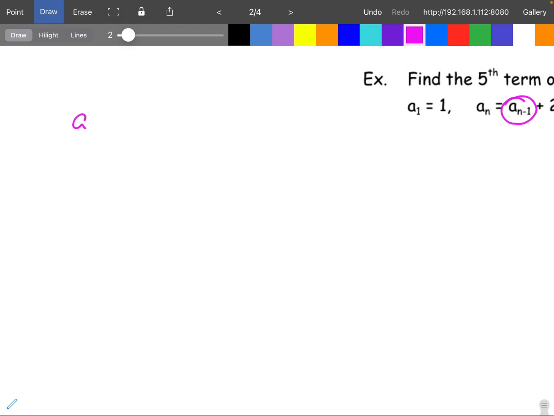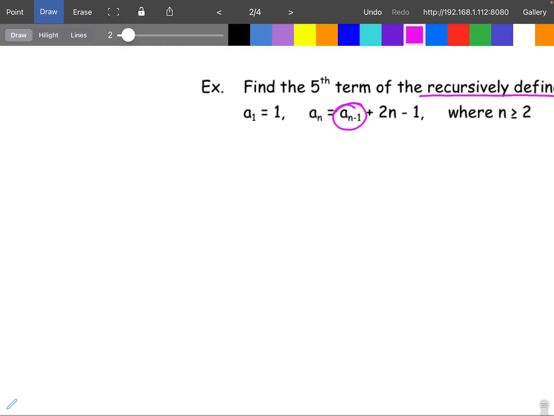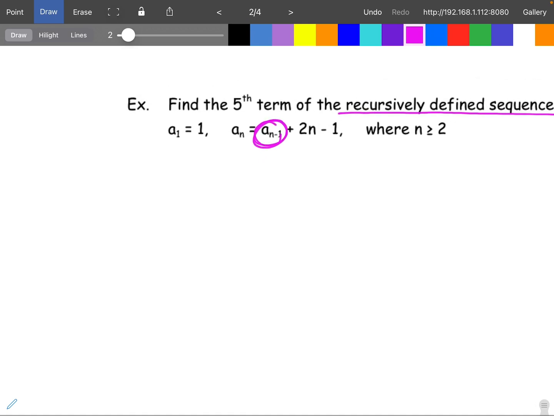So let's think about what this means. If a sub n, so let's say we're doing the second term, so that would be a sub 2. Well, if I want to find a sub n minus 1, then if n is 2, finding the second term, that means 2 minus 1 would be a sub 1. So basically, what this means right here is that this is the preceding term.